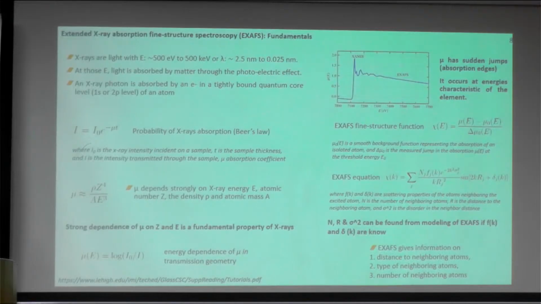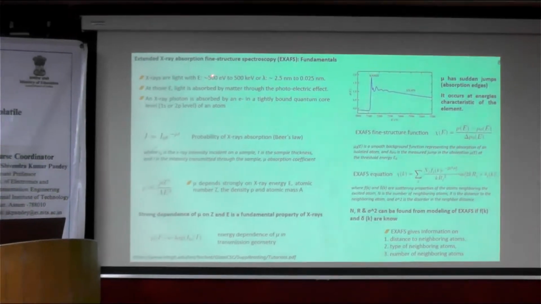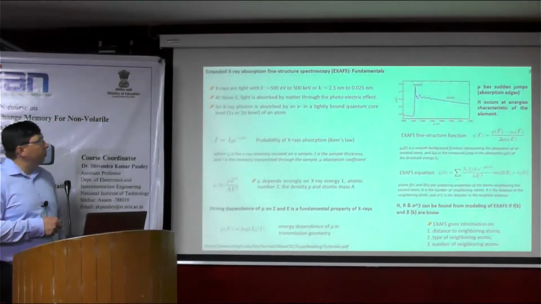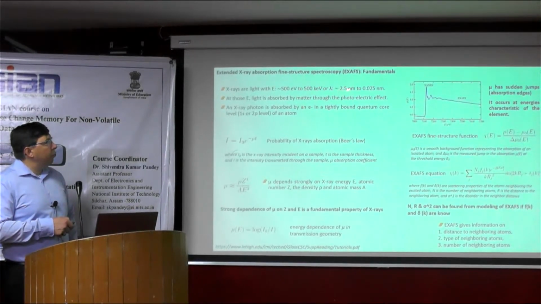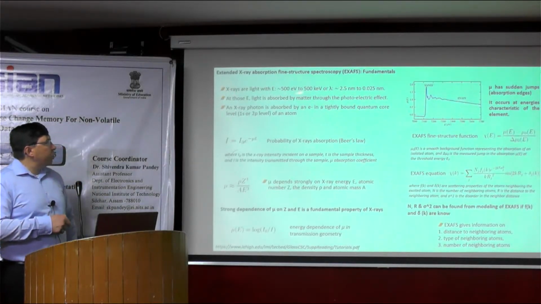phase change materials. And so in this XAFS, so-called XAFS, we use X-rays with energy between 500 electron volts to 500 kiloelectron volts, with wavelength between 2.5 and 0.225 nanometers. At this energy, light is absorbed by matter through the photoelectric effect, and an X-ray photon is absorbed by electrons in a tightly bound quantum core.